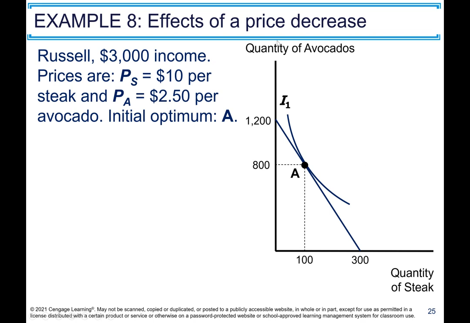Example 8: effect of a price decrease. Russell has $3,000 of income. The price of steak is $10 per steak, and the price of avocado is $2.50 per avocado. The initial optimum is A.